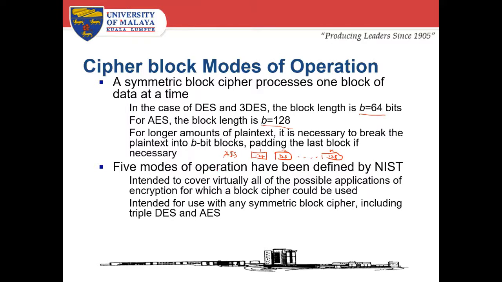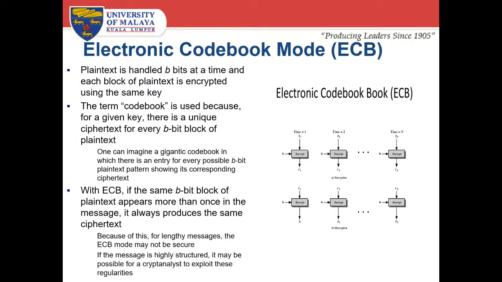There are actually five modes of operation that have been defined by NIST, the National Institute of Standards and Technology, intended to cover virtually all of the possible applications of encryption for which a block cipher could be used. Basically, these five modes cover the advantages and disadvantages, and they have done an in-depth analysis. They are intended for use with any symmetric block cipher, including triple DES and AES. Even a stream cipher can use these modes of operation.